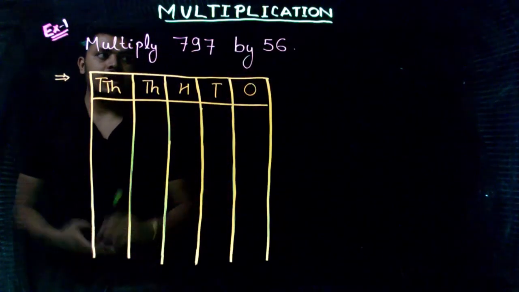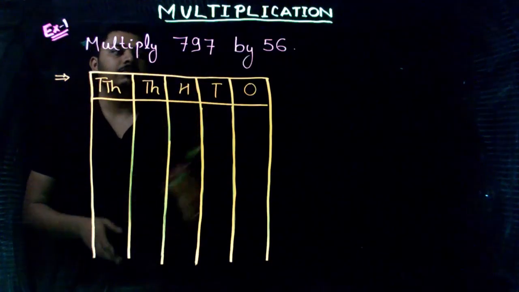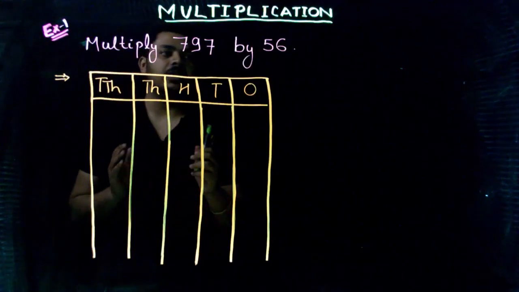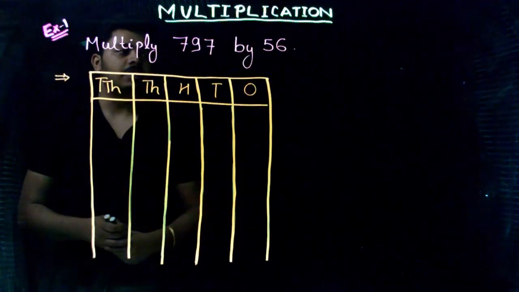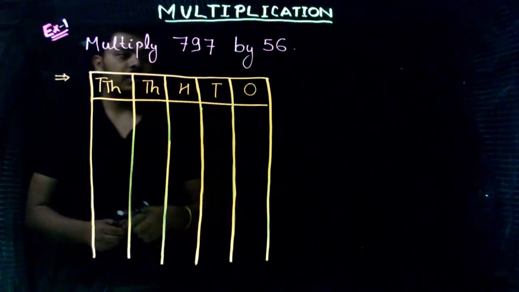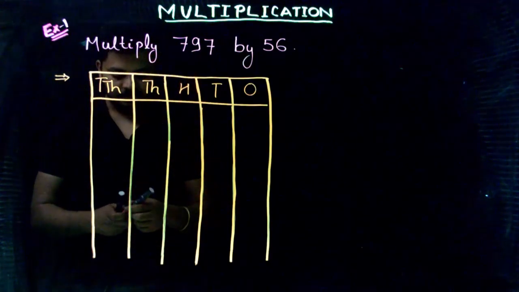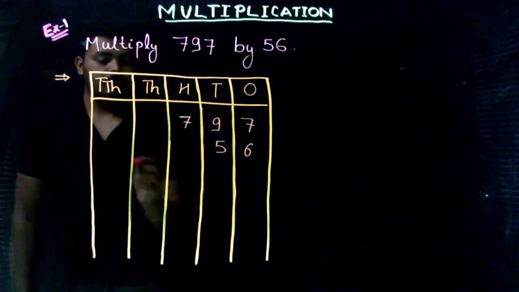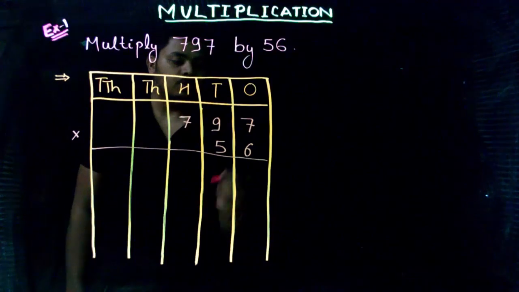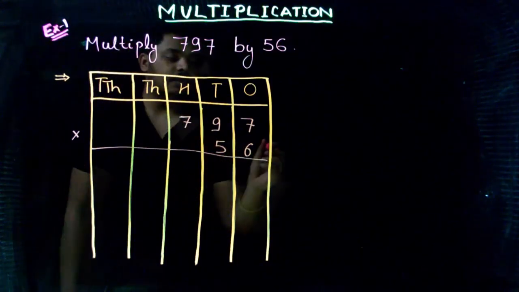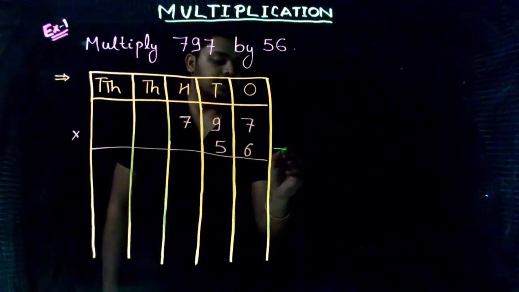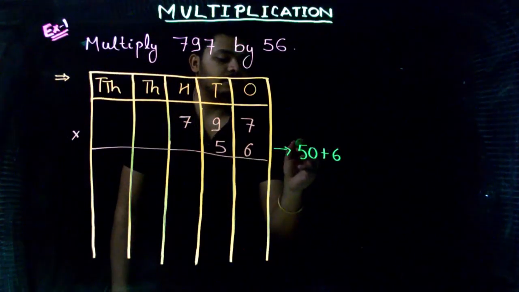Up to now we have learned how to multiply a multiplicand with a single digit multiplier, whereas now we will learn how to multiply using a double digit or two digit multiplier. So let's start by first writing our multiplicand, then our multiplier, and now we have to do multiplication. First of all I will tell you, 56 can be written as 50 plus 6.